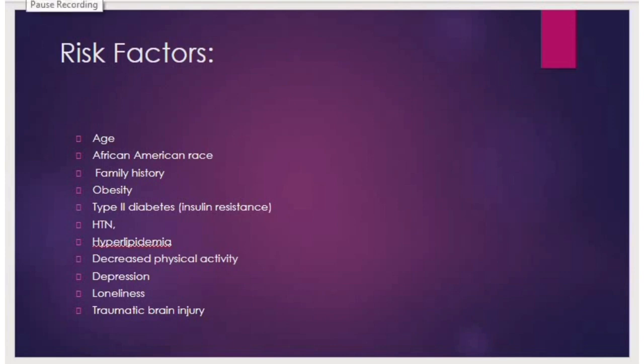Now, let us move on towards other risk factors which lead to Alzheimer's disease. Age is, of course, a huge risk factor because as the age increases, the risk increases. It is common in African American race. Family history matters because the patients with presenilin 1 and 2 gene are more prone to get this disease. Now let us come to the vascular risk factors: obesity, type 2 diabetes, hypertension, hyperlipidemia, and decreased physical activity. These factors also lead to Alzheimer's disease.